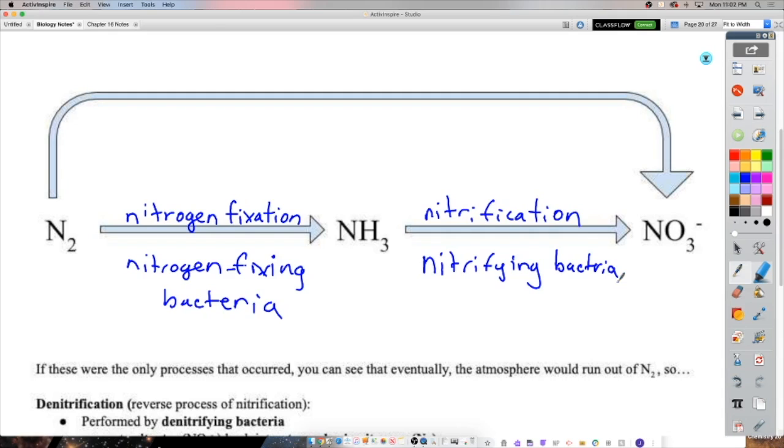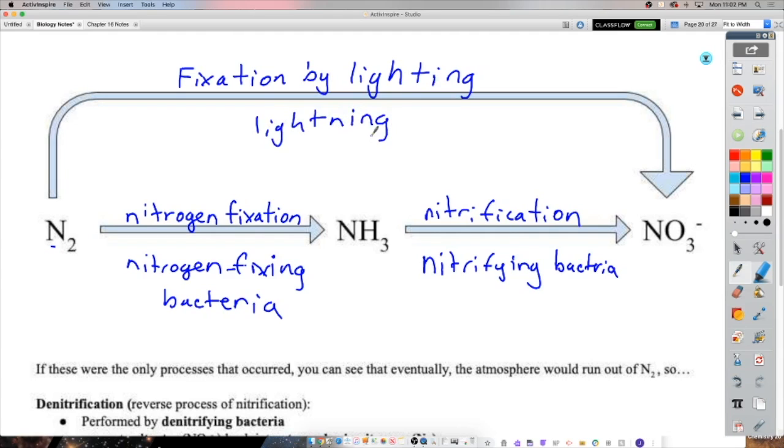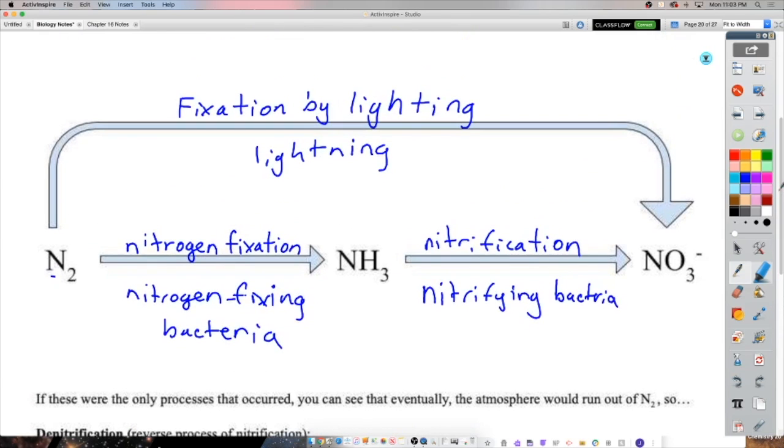Okay, and then we have something weird happening. We have some N2 that's going straight into becoming nitrates. What was that called? We usually call it atmospheric fixation or fixation by lightning because that's what does it, right? And what does it? Lightning. So at least the names kind of make sense. They're all kind of named after the process they do. All right. Now, do you see a problem with this? Does this look like a cycle to you? No, right?